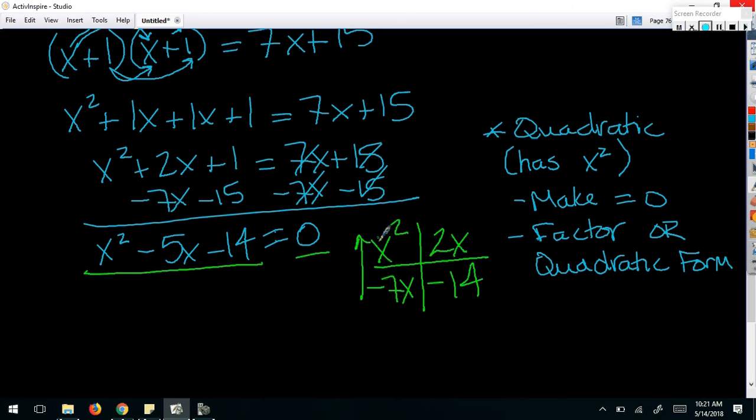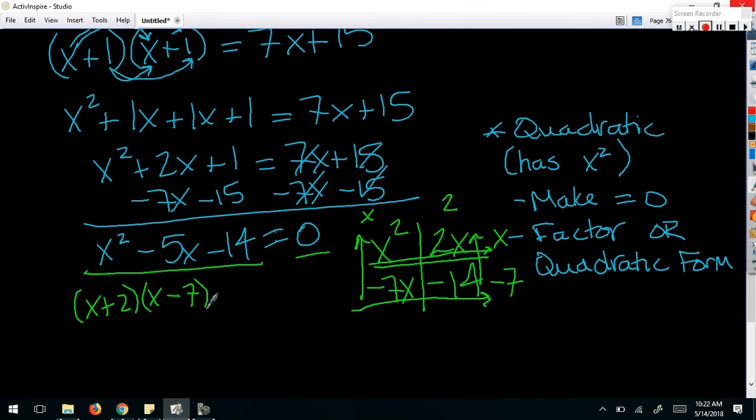What's the GCF here? And how about here? How about here? You're saying it just not confidently. 1. But this is going to be negative since they're both negative. X plus 2 and x minus 7.